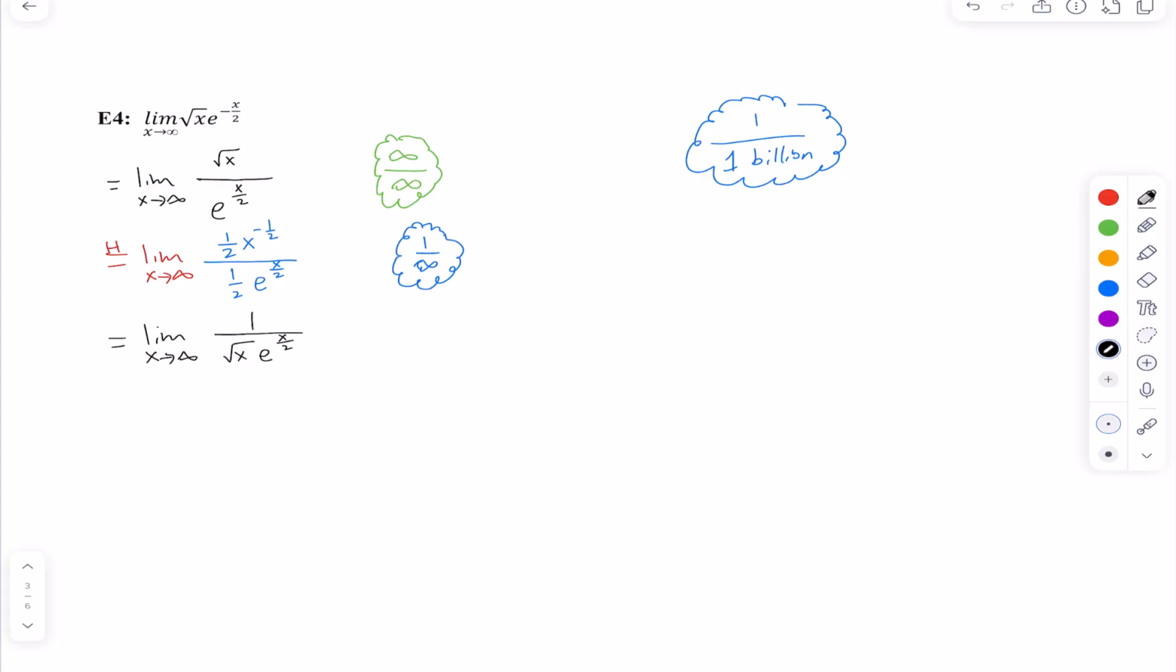And you could check the form here. 1 over very large, well, that means this limit is going to 0. Therefore, with careful analysis, you could conclude that this limit is going to 0.